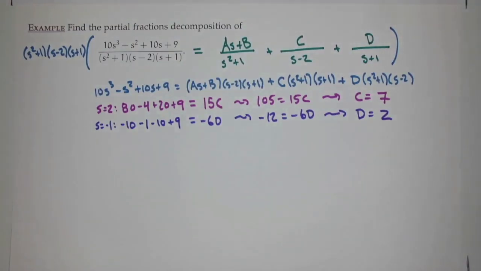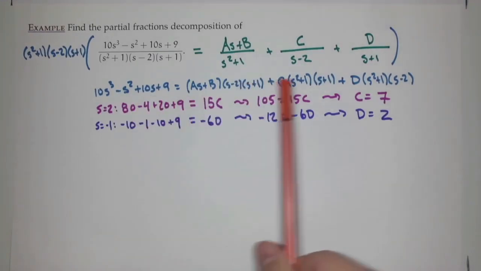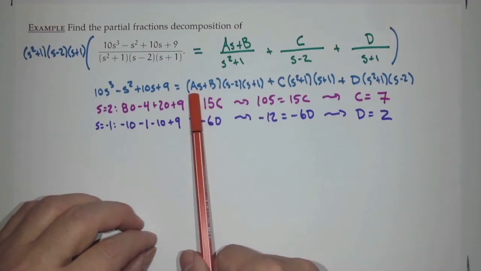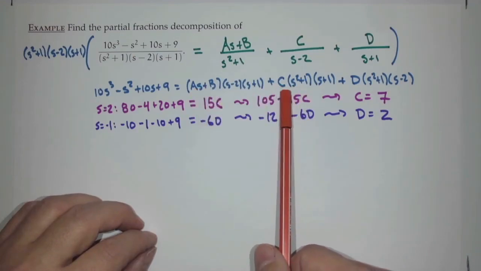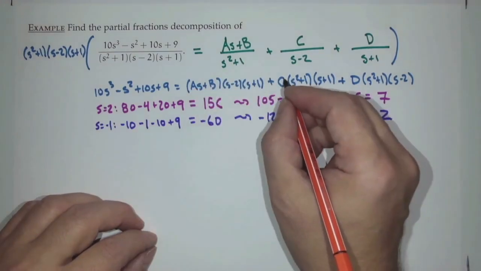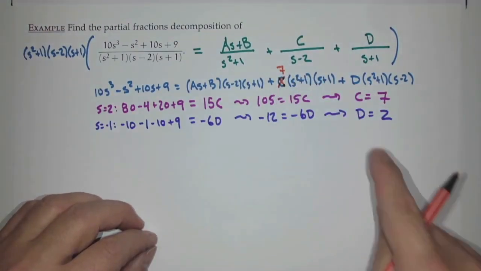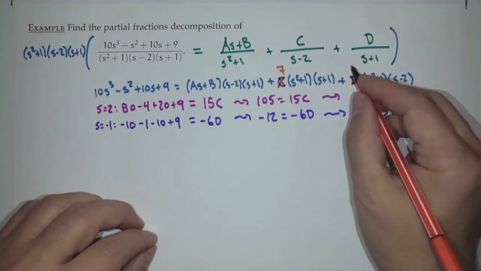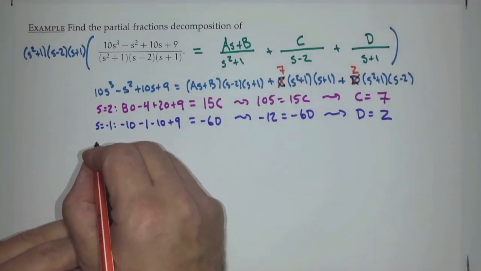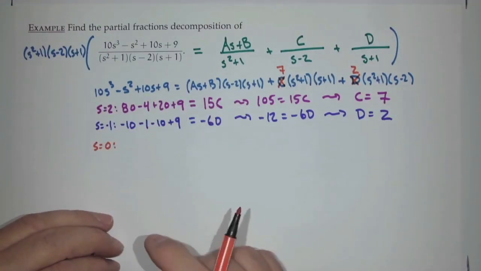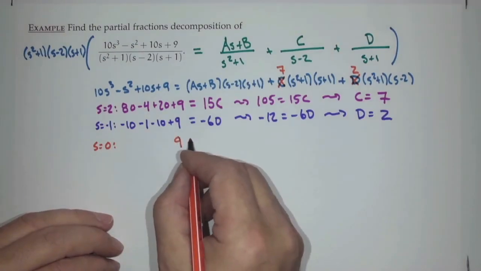Okay, any other good choices? 0. Now you might be saying, 0 is not going to make lots of things go away. It does make one thing go away, the a times s. But what else can we do? Well, what do we know about c now? 7. So even if it doesn't go away, it's okay because it's not an unknown. And d, similar, is 2. Okay, so 0. All right, what does the left-hand side become? Nice, 0. You're awesome, 0.